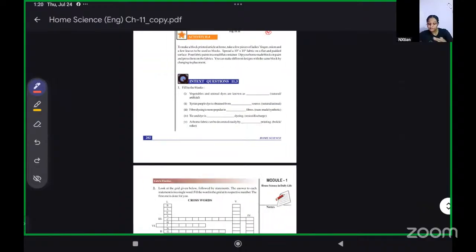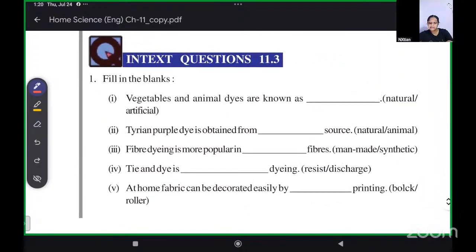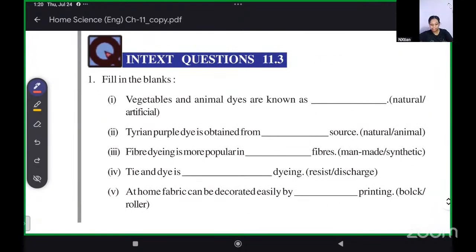All right, we have finished with this chapter. Let's check out the in-text questions 11.3. Vegetable and animal dyes are known as natural. Tyrian purple dye is obtained from an animal, I think. Animals. Okay.